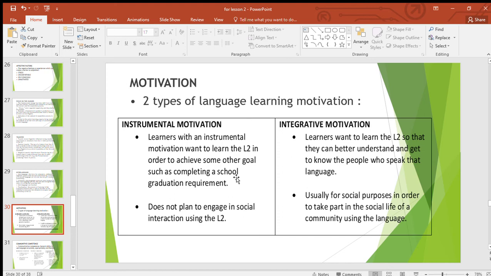While in integrative motivation, learners want to learn the second language so they can better understand and get to know the people who speak that language, usually for social purposes, in order to take part in the social life of a community using the language. So, integrative, from the word integrate. So they want to integrate, to join the people using the second language. So in integrative motivation, they want to learn because they want to use it. In instrumental, they want to learn because they need it. Ano? Yan. Okay.